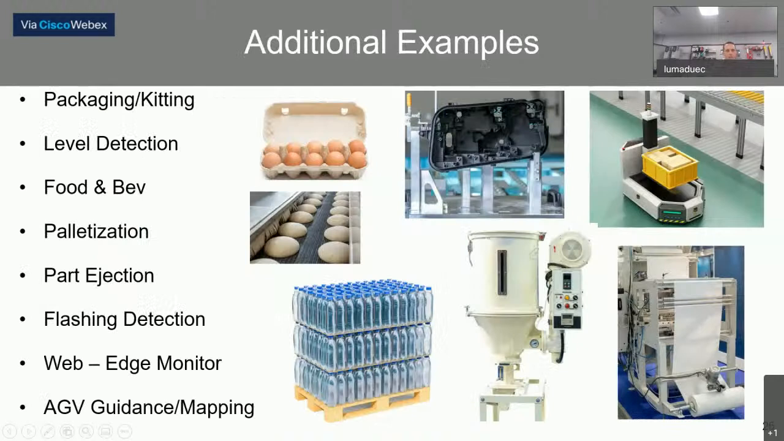Additional applications: packaging and kitting and assembly. In the level applications, food and beverage, palletization, depalletization, part ejection in plastics, flashing detection. You can actually put real tiny individual zones all around the perimeter and pick up any flashing. Web and edge monitoring, again, you can be very precise. And then AGV, guidance, mapping, and collision avoidance.